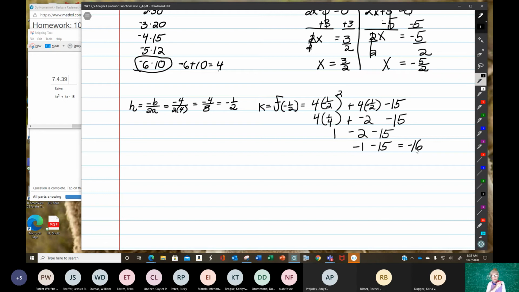Do you agree? I agree. Yes, I do, completely. Okay, I get it. Yeah, good. So now the vertex, which is the point HK, will be negative 1/2, negative 16.